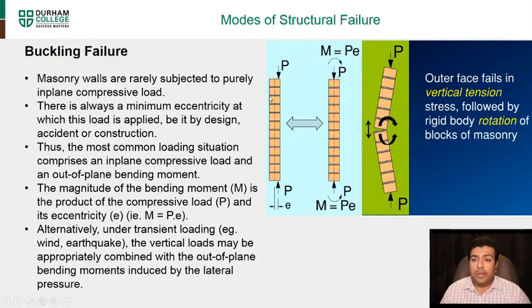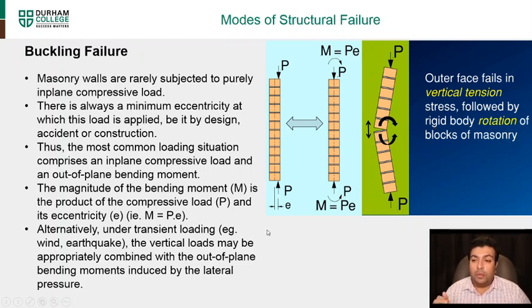So masonry walls are rarely subjected to pure in-plane compressive loads. You always have some sort of eccentricity because of uneven loading. That eccentricity and the excessive loading due to different conditions, like snow load, pushes the masonry blocks out, and you have movement, and then there's failure somewhere in the middle, wherever it's the weakest, right? So you'll see the outer face fails in vertical tension stresses followed by rigid body rotation of the blocks of masonry.